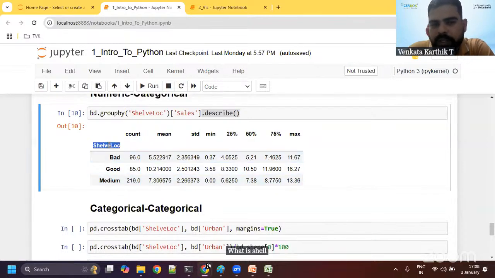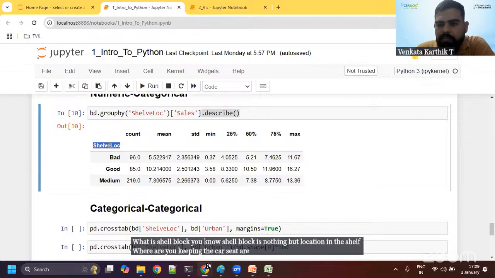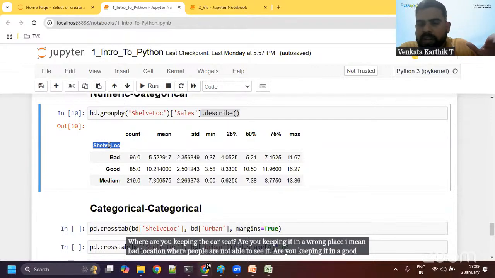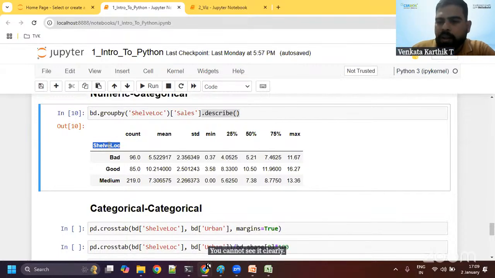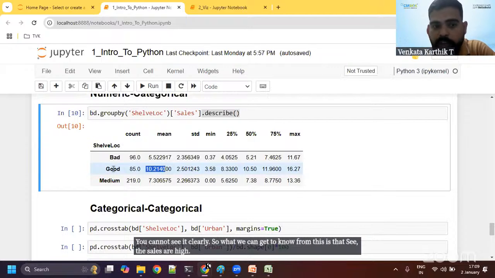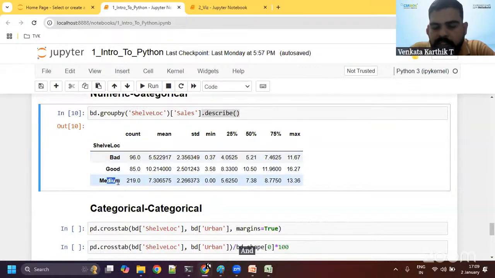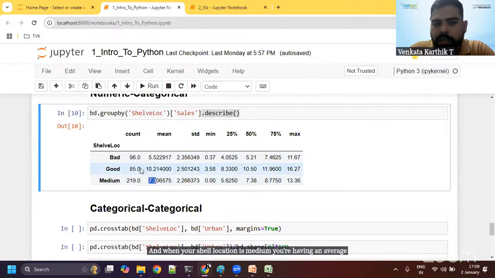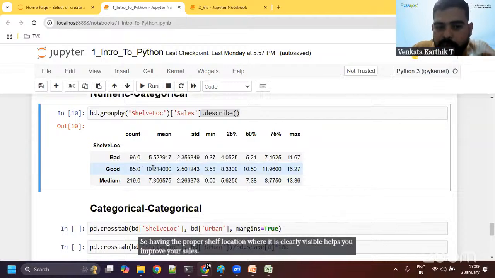What is shelf block? Shelf block is nothing but the location in the shelf. Where are you keeping the car seat? Are you keeping it in a bad location where people are not able to see it? Are you keeping it in a good location where people are able to see it? Or in a medium location, meaning it is partially hidden and you cannot see it clearly? So what we can get to know from this is that the sales are high when you have a good shelf location. When your shelf location is bad, you have average sales of 5.5, and when it is medium, you have average sales of 7.3. So having a proper shelf location where it is clearly visible helps you improve your sales. That is what we are able to understand by looking at this.